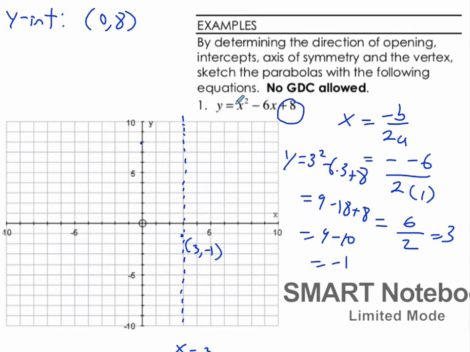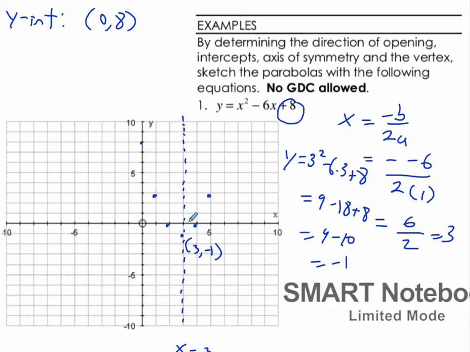We know it faces up because the a value is 1. So actually, there's no vertical stretch, so we can plot some more points now. We can go over 1 from the vertex and up 1. And then we can go over from the vertex 2 and then up 4. And then because it's symmetric, we have the same points on the other side.